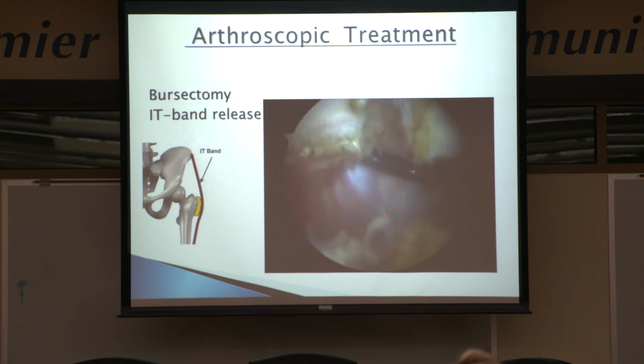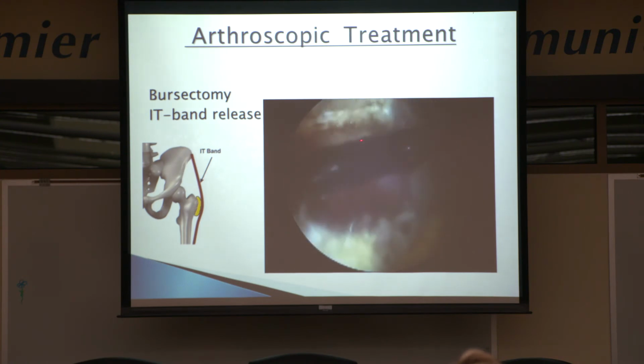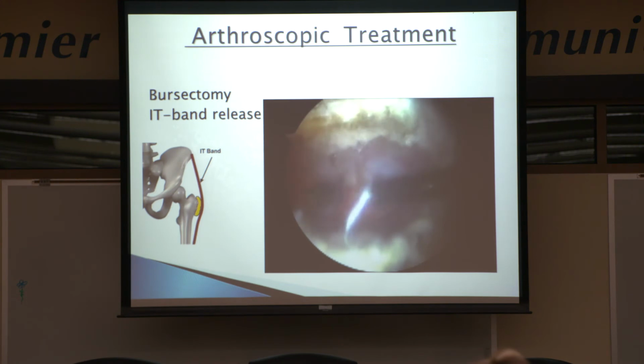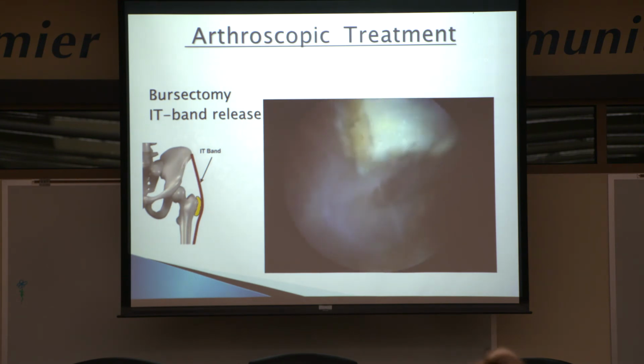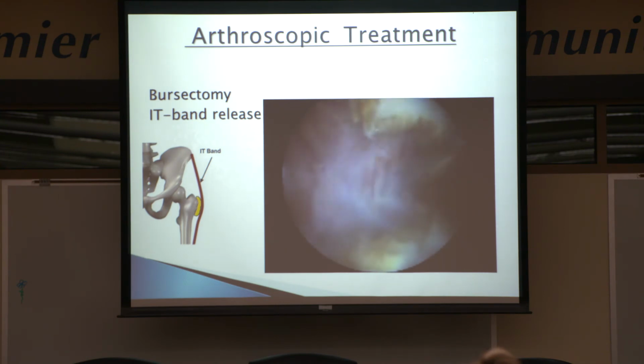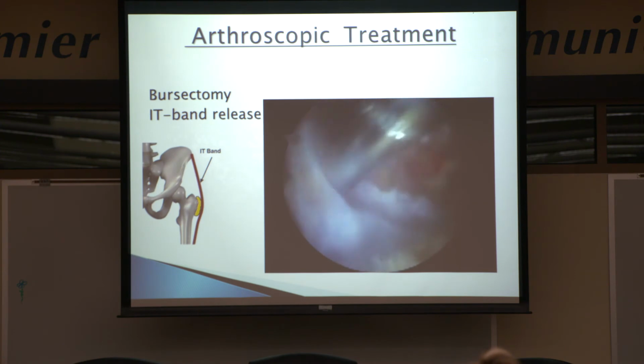And this is what bursitis looks like, this red inflamed tissue. And so what we can do is insert a shaver and clean out that bursitis. Again, if someone doesn't respond, so this is a shaver, and we can clean out that thickened abnormal bursitis tissue.